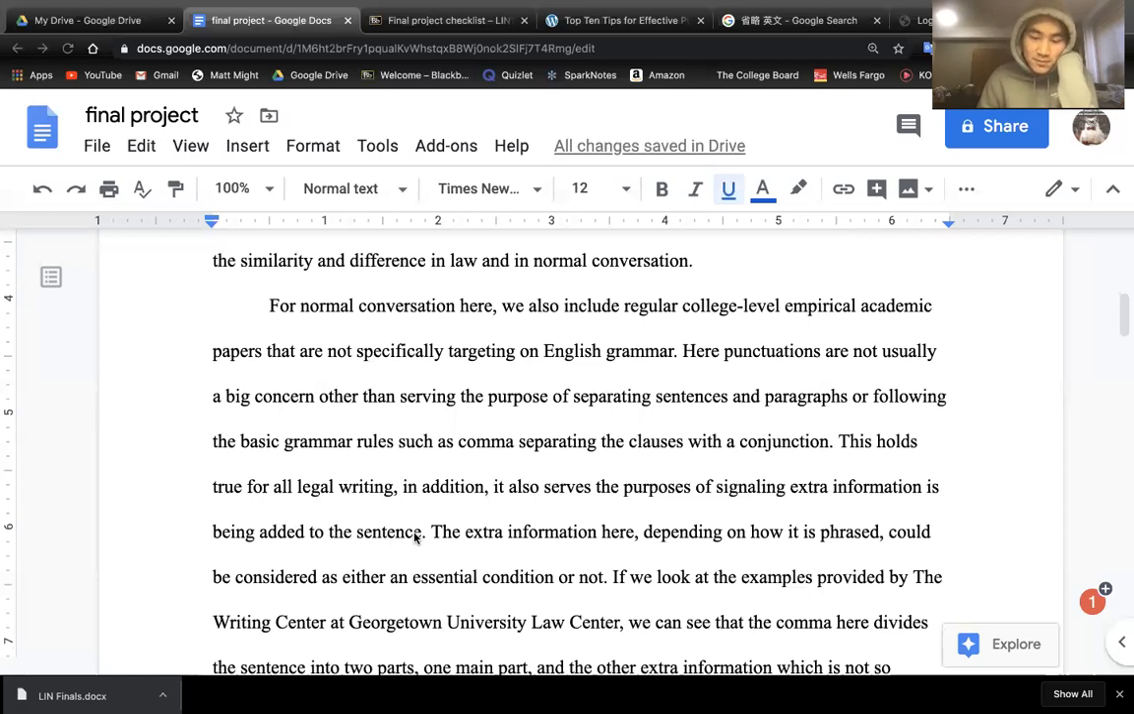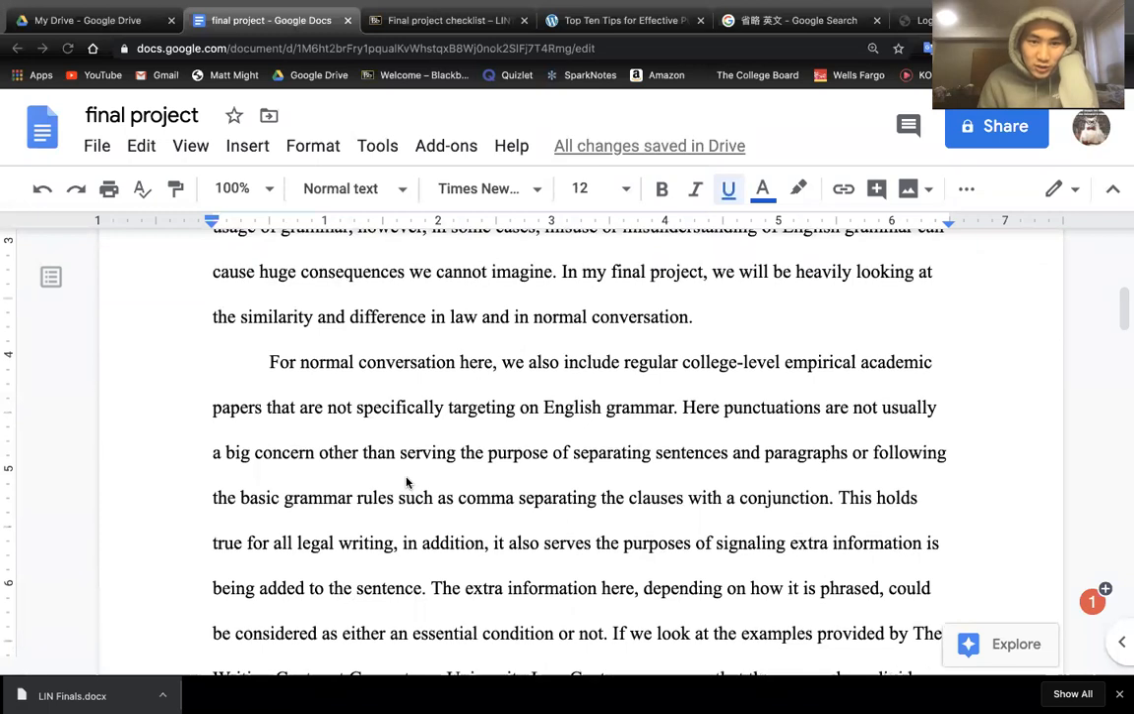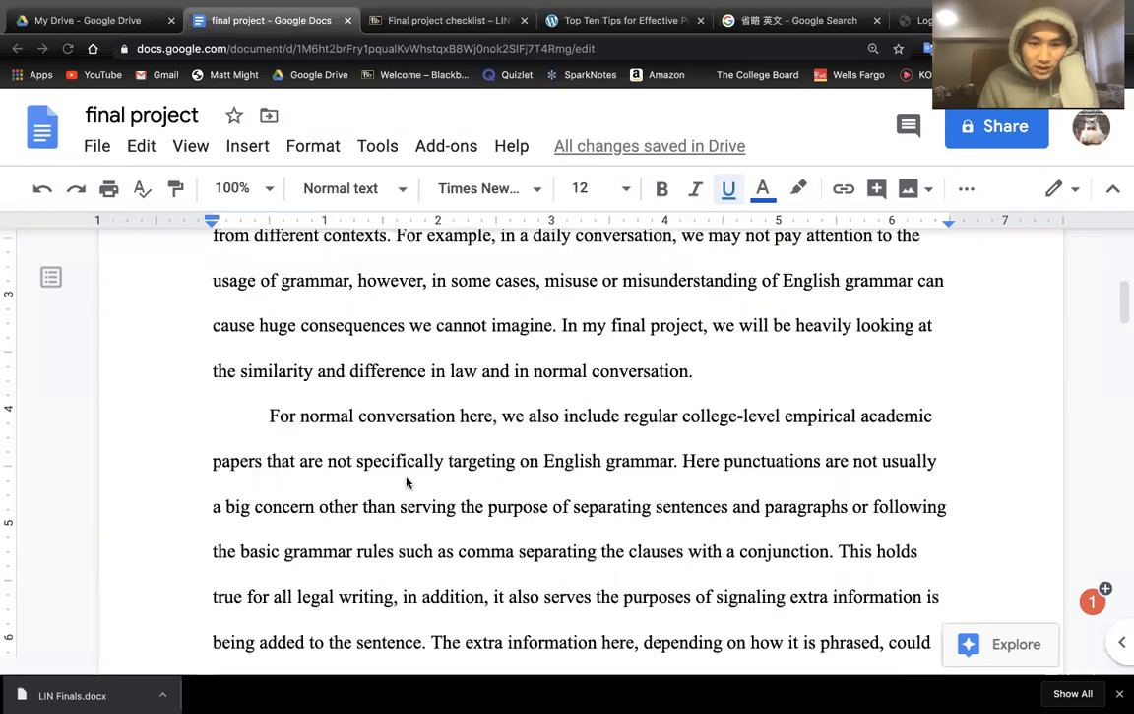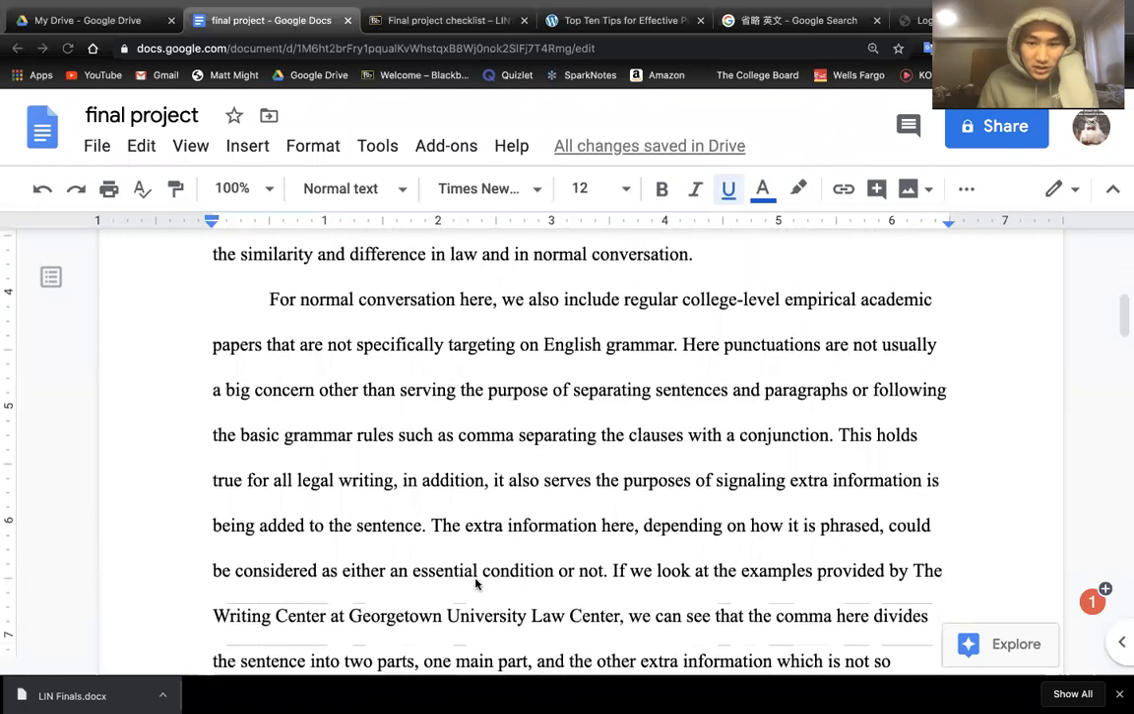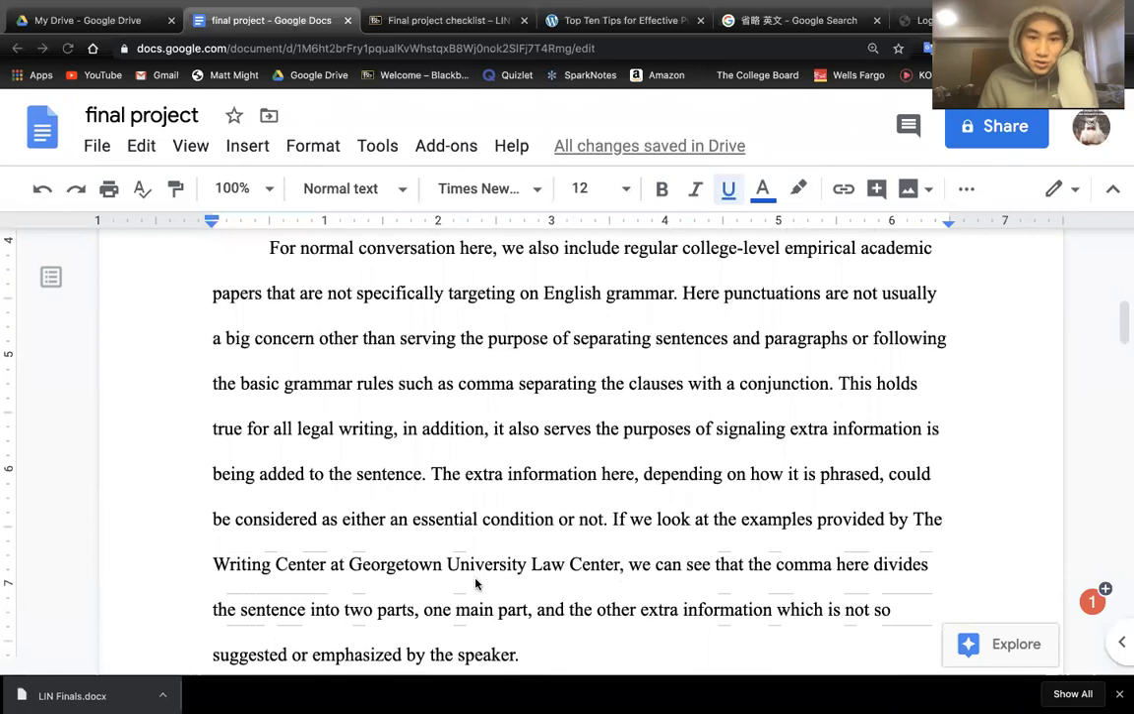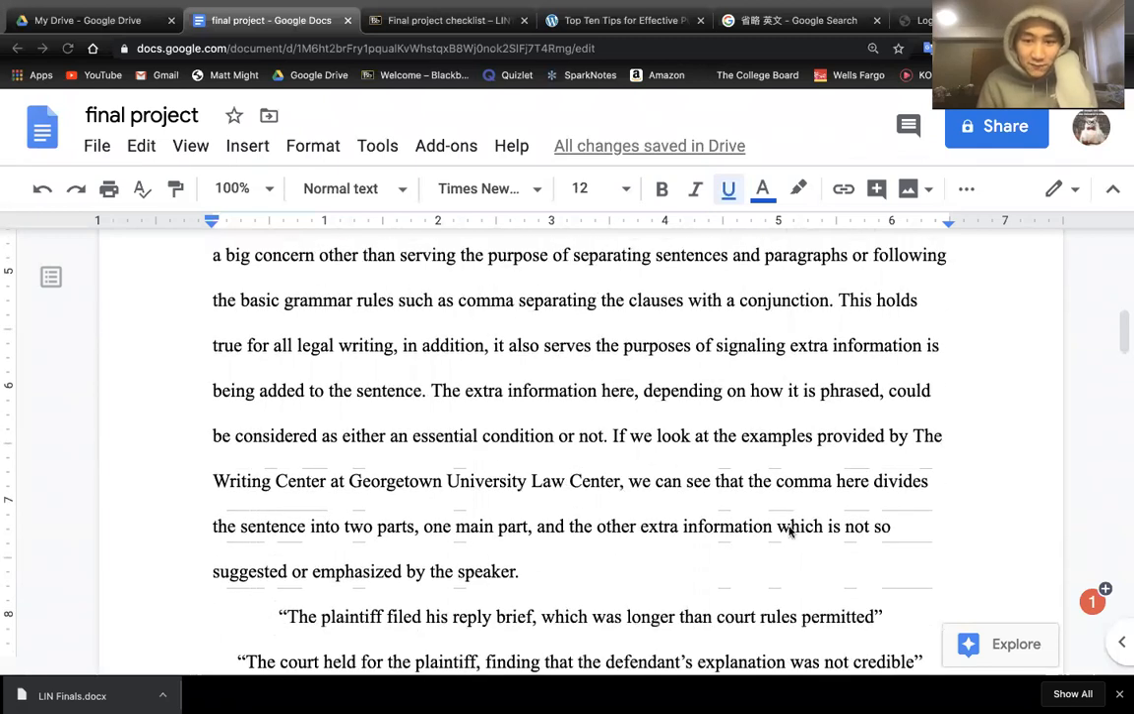Maybe in any normal paper, we just divide the sentence. The parts may not have any priority over the other structure, or they may, but they are not strictly restricted by the commas. But in law writing, that extra information, depending on how it's phrased, could be considered either an essential condition related to the main sentence or not. So if we look at examples provided by the Writing Center at Georgetown University Law Center, we can see the comma here divides the sentence into two parts, one main part and the other extra information, which is not so emphasized by the speaker.